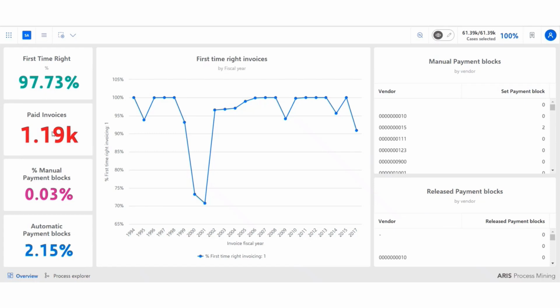We see also here the number of paid invoices and the percentage of the payment blocks. We make a differentiation between manual and automatic ones. The manual ones are being set during the process. The automatic blocks are typically set as a default on the vendor master data. So whenever you post an invoice, automatically the invoice is being blocked. And on the right side, you see by vendor a number of KPIs like the payment blocks and also the released ones.